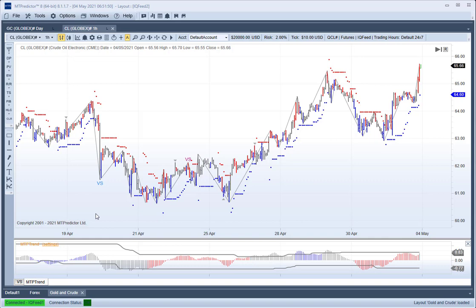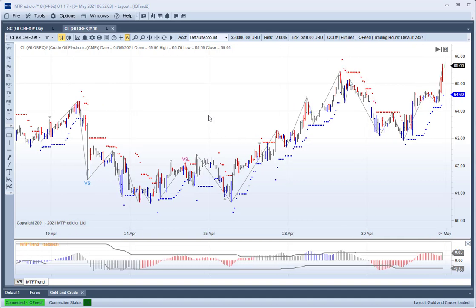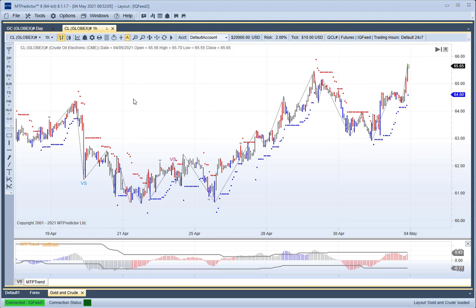In today's MTPredictor video, I'd like to look at a chart of crude oil. This is a front month contract on 24/7 session times. So let's see if there are any setups on a slightly longer time frame for crude. I'll be using the 1 hour chart for the higher time frame, and then I'll be coming down to the 15-minute chart for the actual setups.